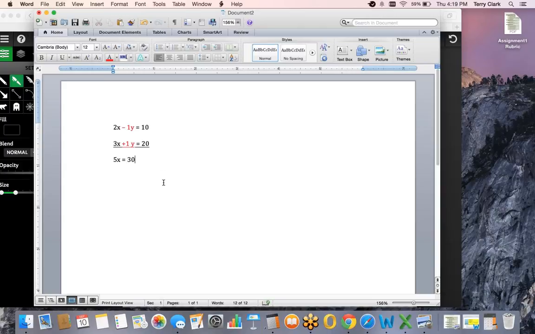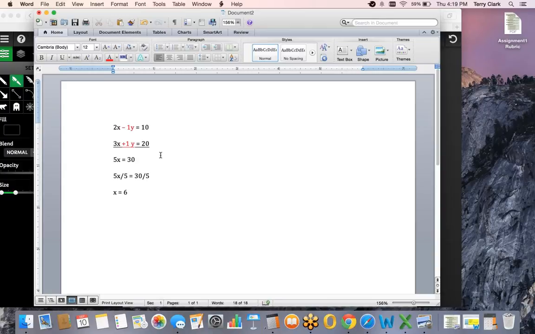Now from there, 5 times some number is 30. We can pretty much figure this out without having to divide both sides by 5. We can look at it and see that 5 times 6 is 30. So we know x is 6, but I'm going to go ahead and work through the math, just in case we need to practice. Divide both sides by 5. X equals 6.